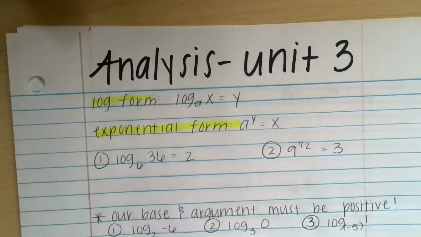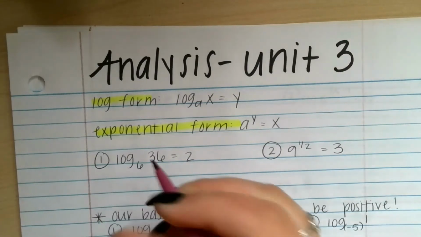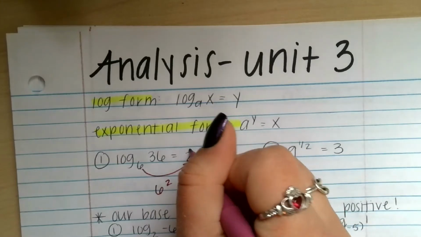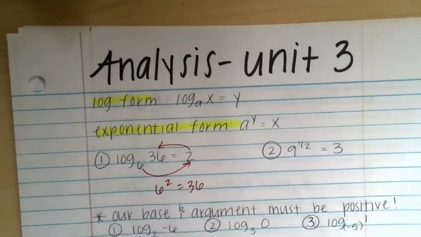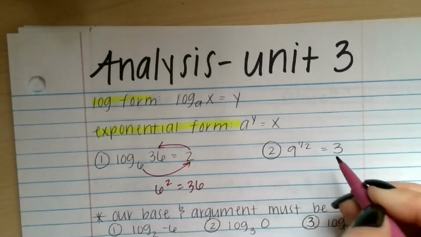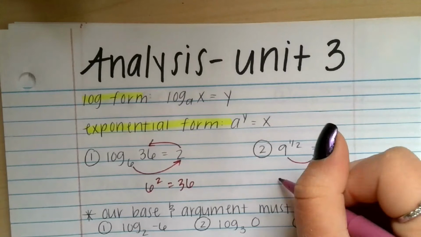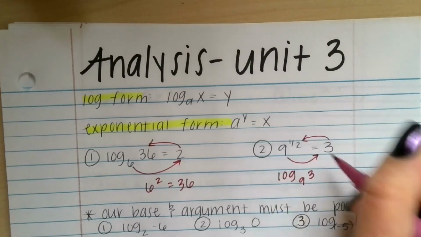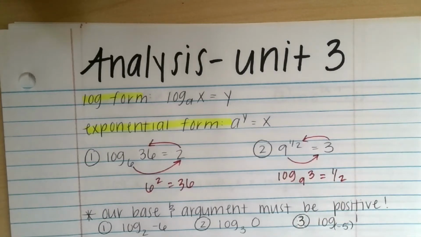And that's just when we do our little loop, right? So if it's already written in log form, we want to go to exponential. We just do our loop. So this becomes 6 squared equals, finish the loop, 36, and we know that's true, right? And then to go from exponential to log form, we do our loop again, so this becomes log base 9 of 3, finish the loop, equals 1/2, okay?